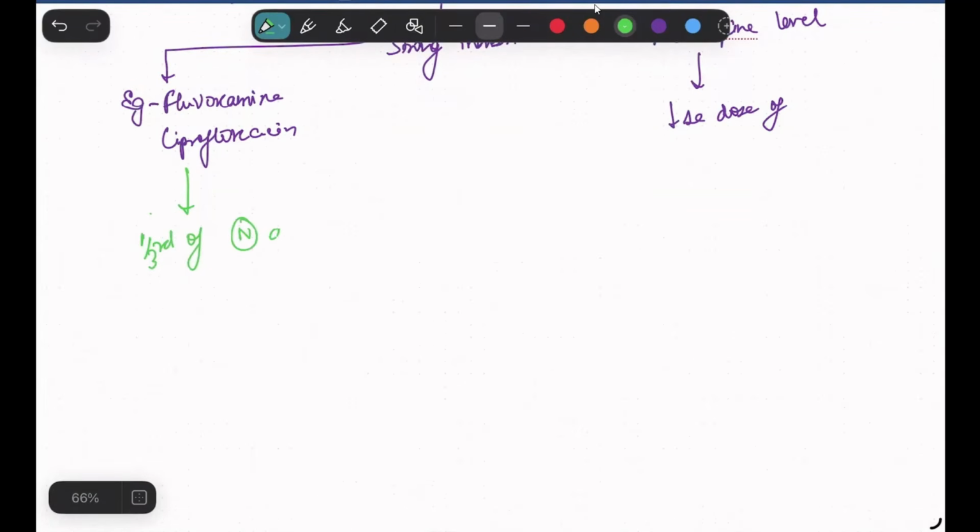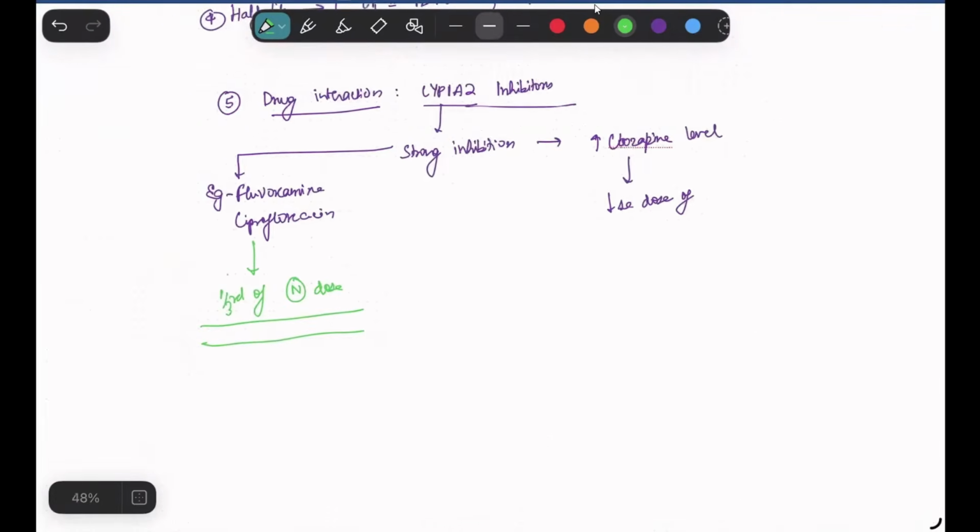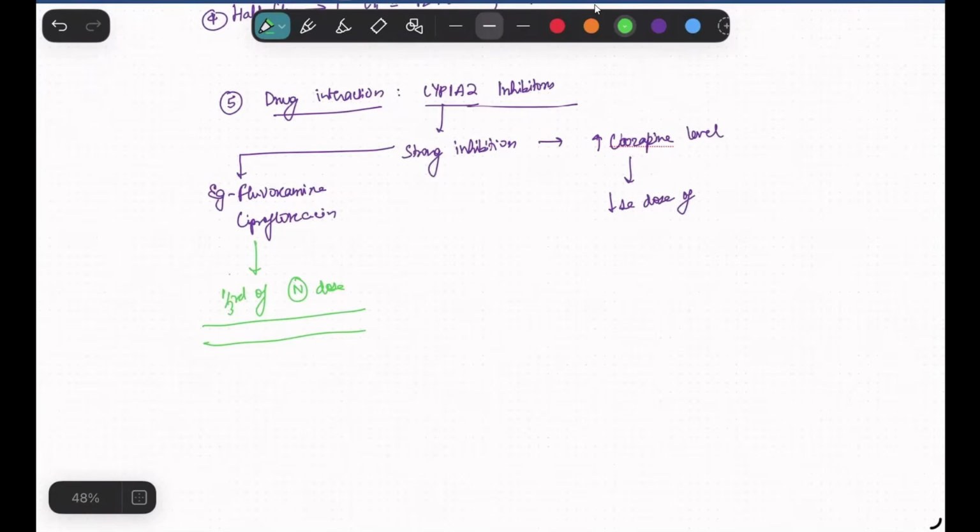Sometimes we also use this for a very useful purpose. How? Let me tell you. Sometimes we see that after a certain level, the patient is not able to tolerate clozapine. It starts showing side effects like sialorrhea, mostly sedation. There we are not able to increase the dose of clozapine to reach its efficacy.